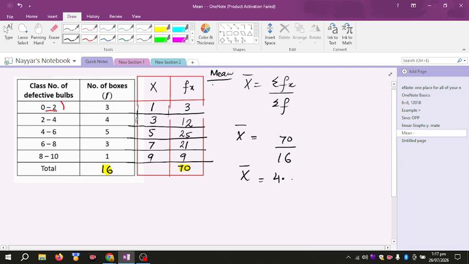4.375. So we can just round it off and we'll get 4.8. So this is our mean, and this is how we have to calculate the mean. I hope that it's clear to you.